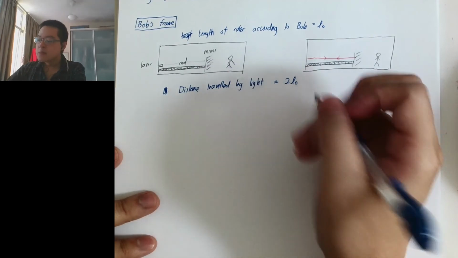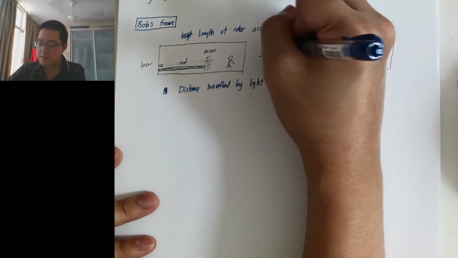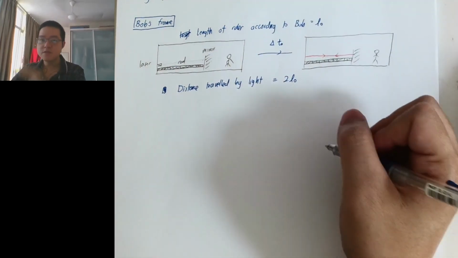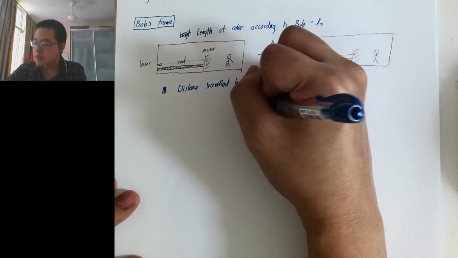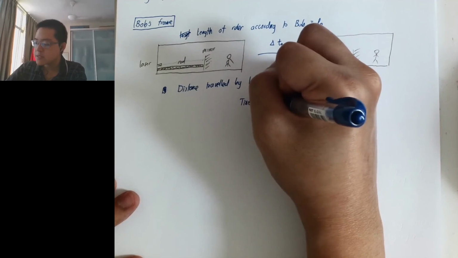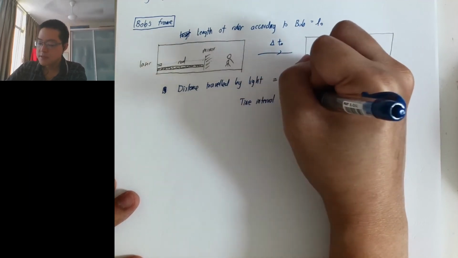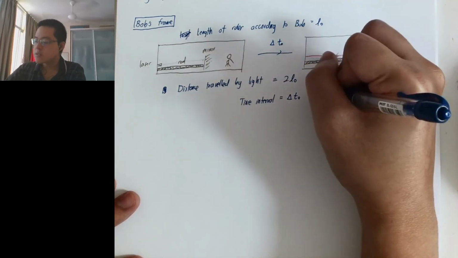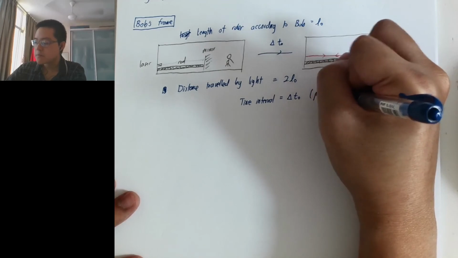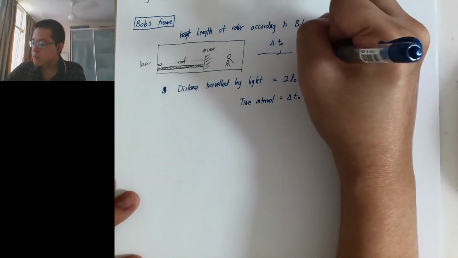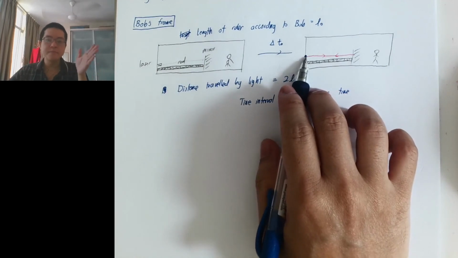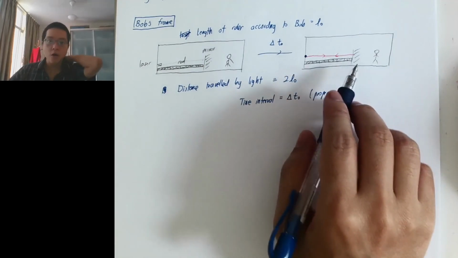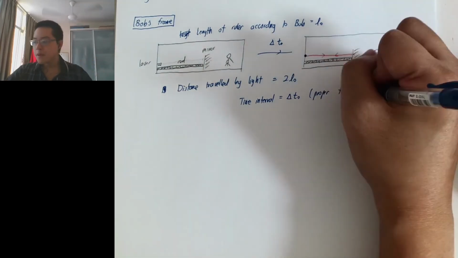Okay, then the time interval is some delta t, right? So delta t is the proper time for Bob. Okay, so the time interval during this process is delta t0. Okay, so this is the proper time, right? Why? Because the light leaving and coming back is still in the same location in the Bob coordinate system. So this is the proper time.